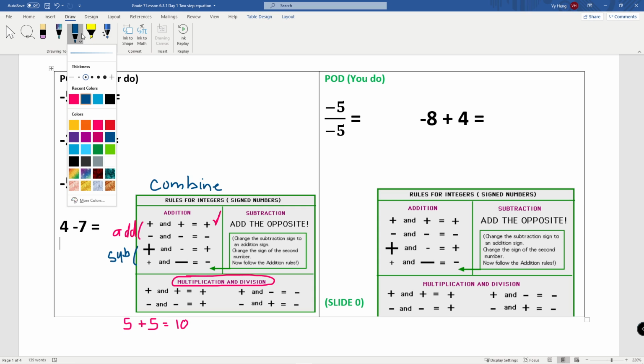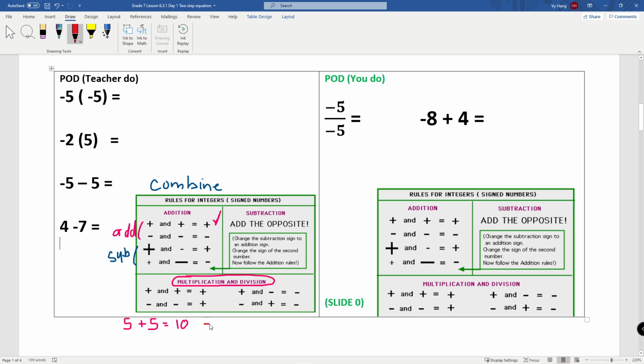A good example of this one right here is when you have something like this. If you have, let's say, a negative 5, and a negative 4. Again, you have to add them, right, for this row. And when you add them, you're going to have more negatives. So it's going to be a negative 9, okay?